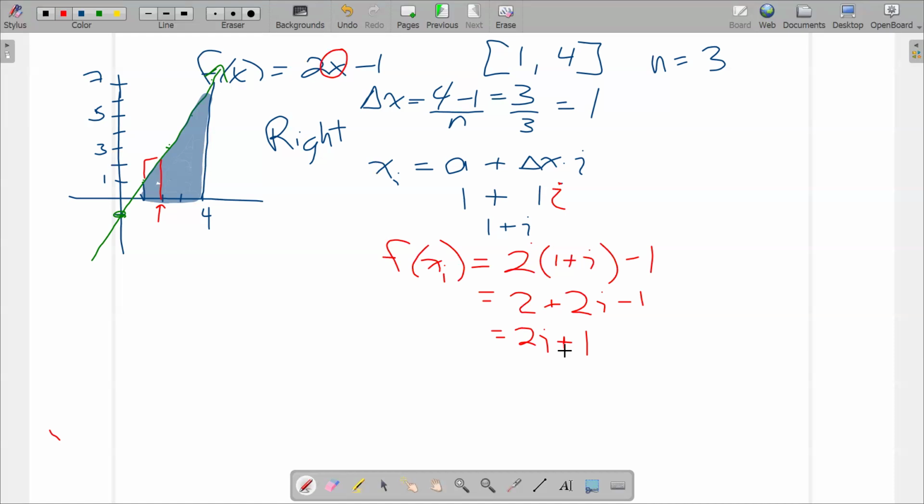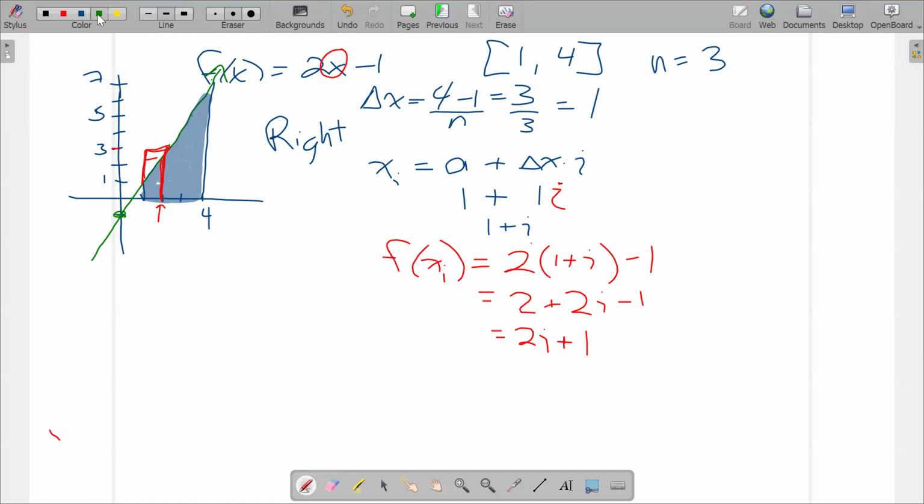Looks like my sketch is a little inaccurate. That rectangle should be more like that right there. The first I equals 1 gives me 2 plus 1 is 3 for that y value. So that makes sense according to my picture if it was a little neater.